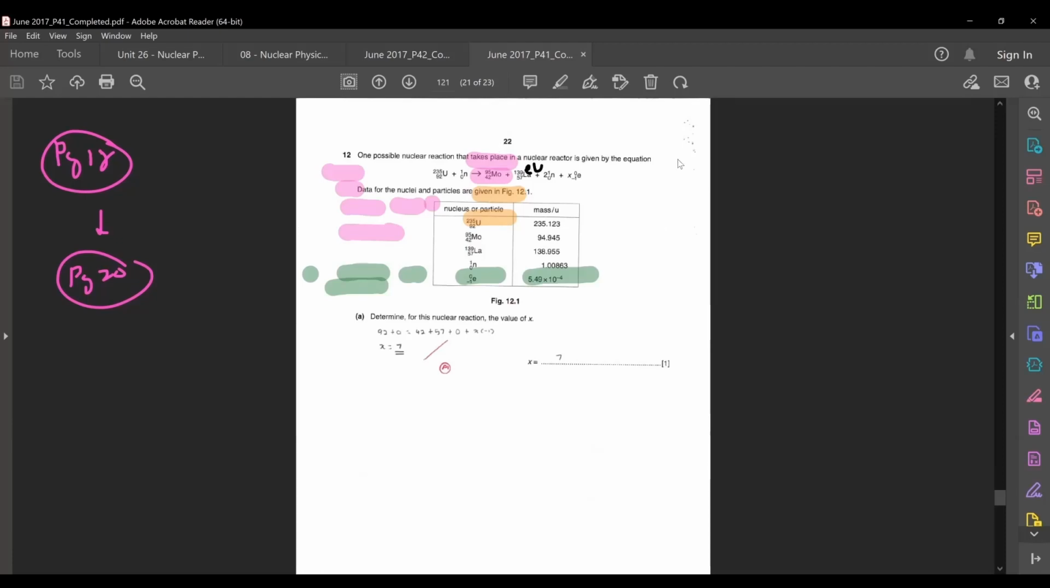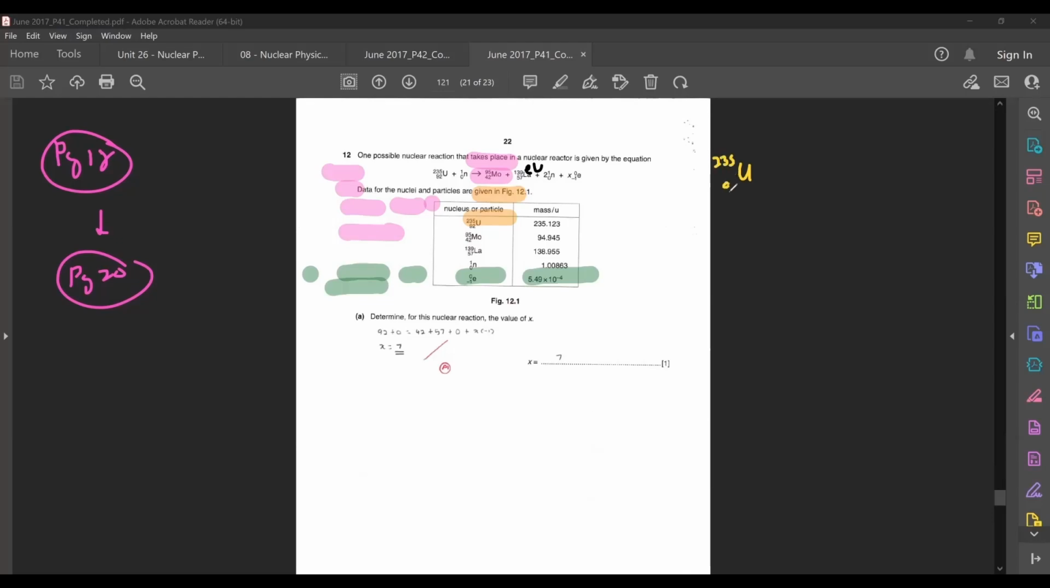In your case, you had uranium-235 (92) plus neutron-1 (0), giving you molybdenum-95 (42) plus lanthanum-139 over 57 plus 2 neutron-1 (0) plus 7 electrons, electron -1 (0).